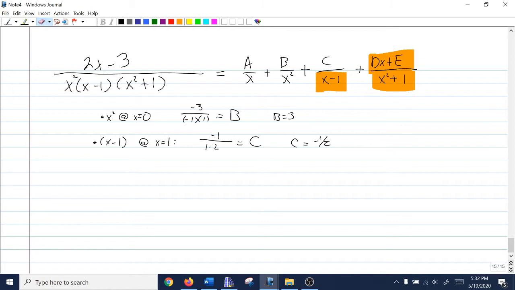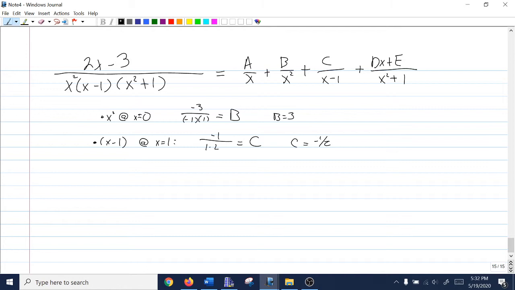And I don't think I can get anything else from the cover-up method. I think in theory you can multiply by x squared plus 1 and then plug in i. I don't think that's worth it. You can try it. It does sound kind of fun. Give that a try. I wouldn't rely on it on the test, though.